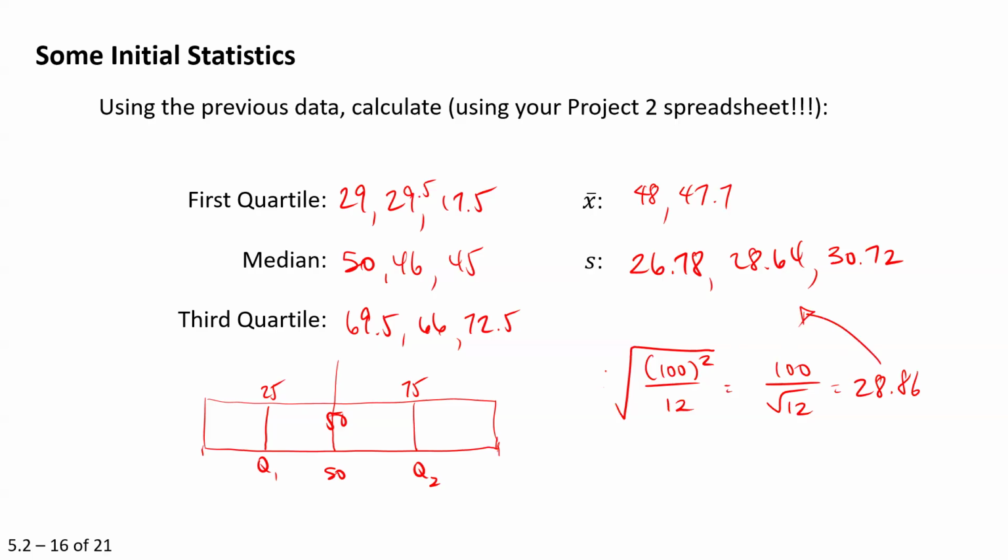Do you think these things would get closer if we pulled out 500 values, 1,000 values? Yeah. The law of large numbers, once again: as we increase the sample size, empirical probability gets closer to classical probability.